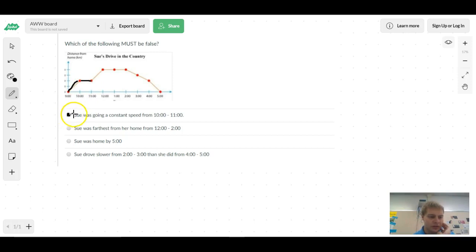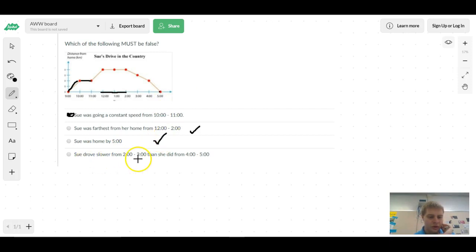But let's check the other ones to see if there's any more that are false or if we made any mistake. Sue's the furthest away at 12 to 2. Well, that's true, because that's the highest point. So that one's true. That one checks out. Sue's home by 5. Well, it's back at 0, so that one checks out.